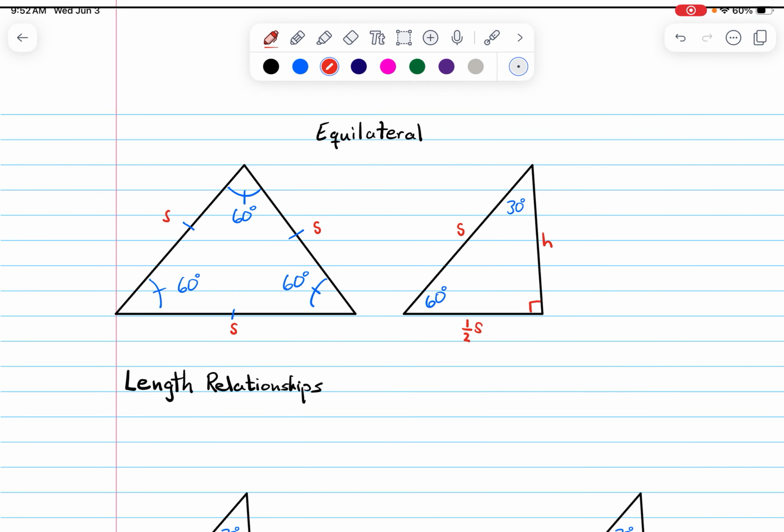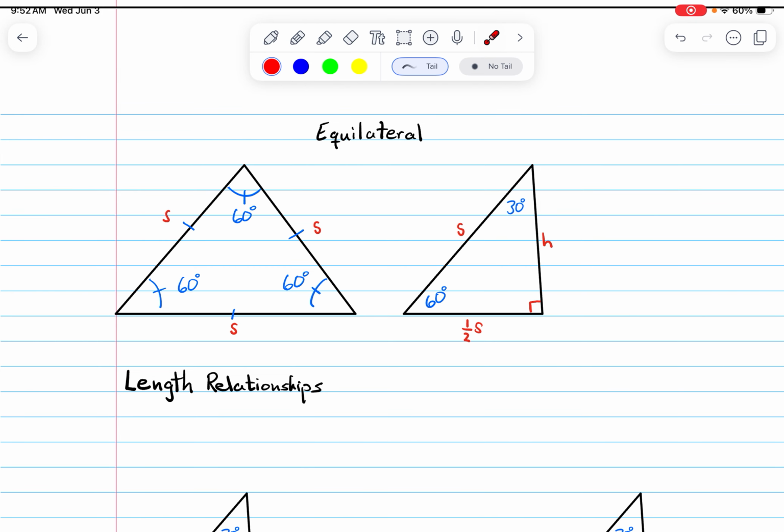I want to look at equilateral triangles. Now, in an equilateral triangle, remember, every side is the same length, and every angle is the same. So that angle is 60 degrees. So let me do this. I want to see what are some of the relationships that we can find in an equilateral triangle?